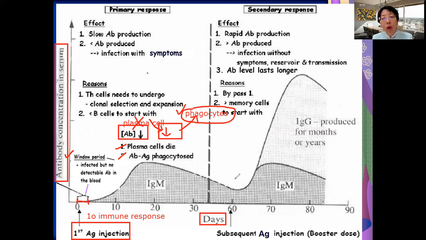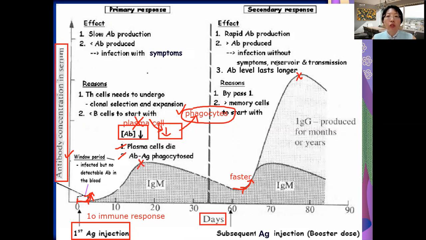So in the second time, what happened is that you look at the graph, the antibody level increases. It starts to increase faster than the primary immune response. You see, it actually increased like this one. It takes a shorter time to increase, so the increase becomes faster. Faster than what? Faster than the primary immune response. And then the concentration of antibody is actually higher, higher than the primary immune response.